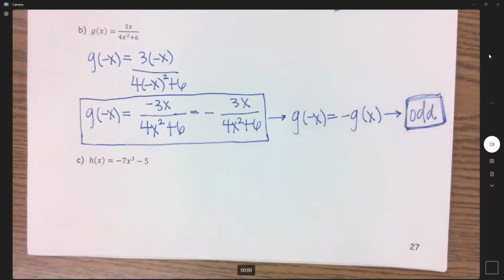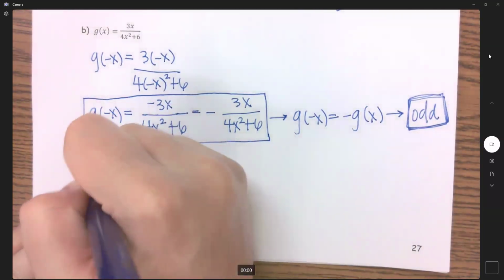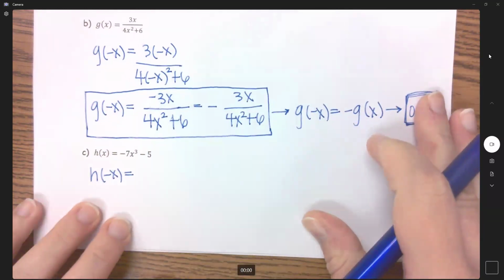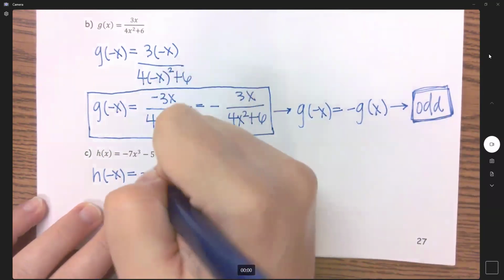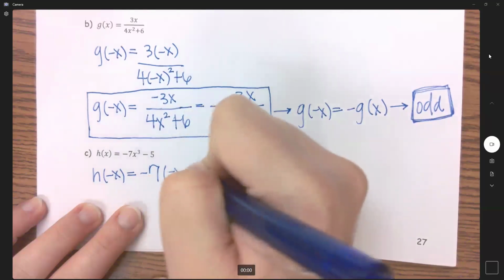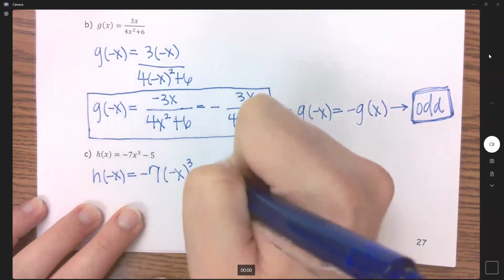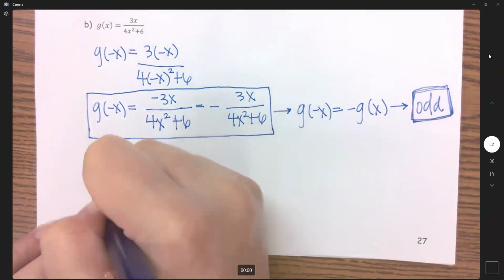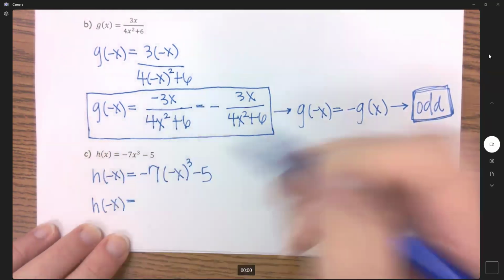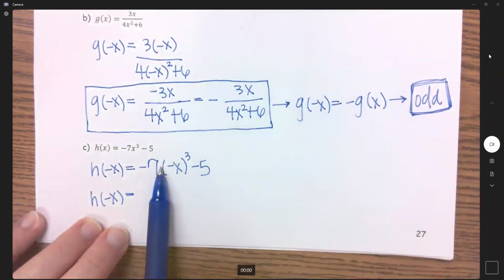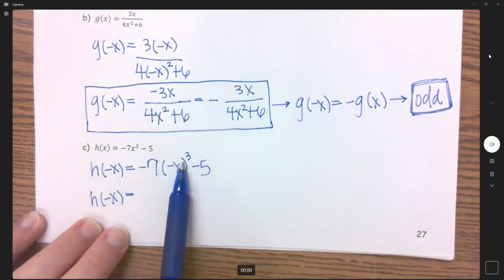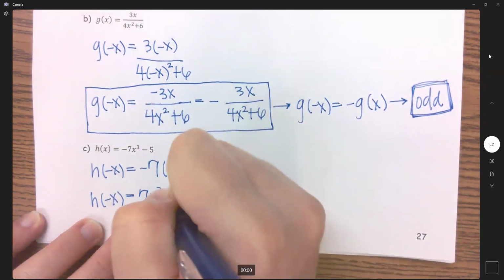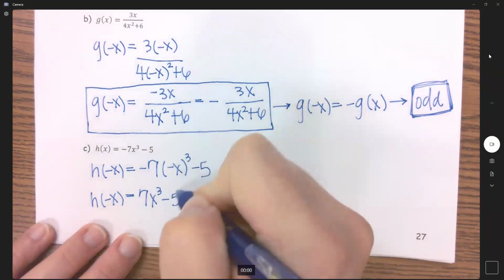Last example, we have h of x, so I'm going to substitute in a negative x. So we have negative 7 times negative x cubed minus 5. And now clean it up. Negative x cubed is negative, times negative 7 is a positive 7x cubed. Bring down your minus 5.